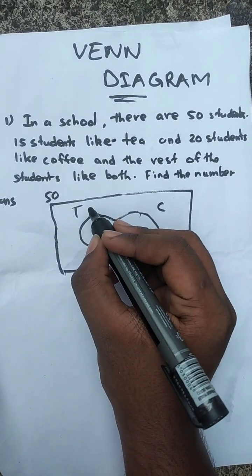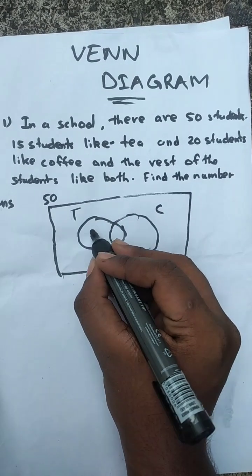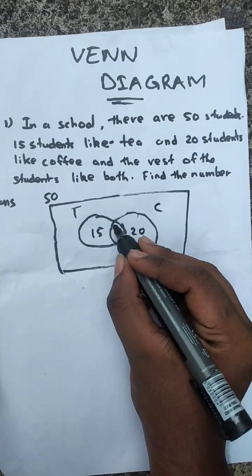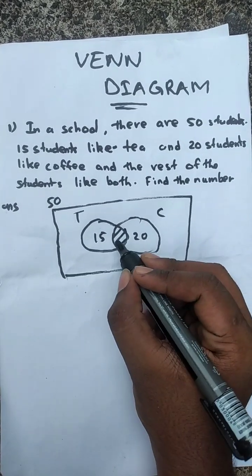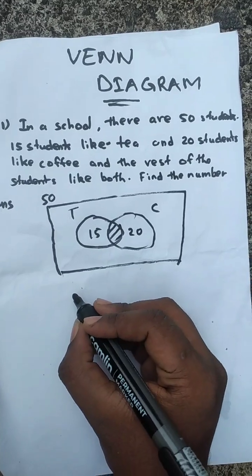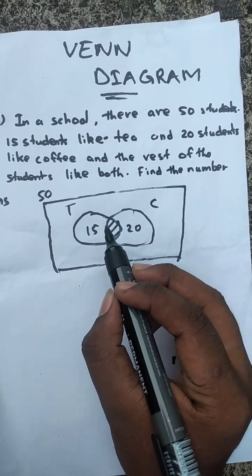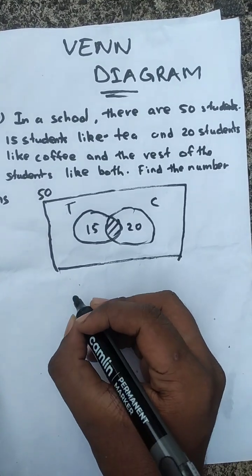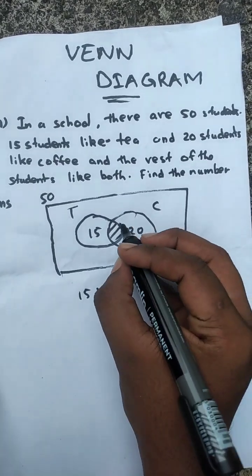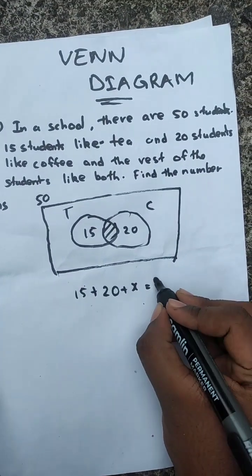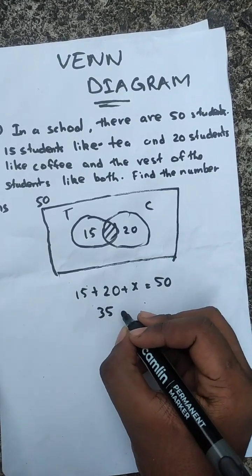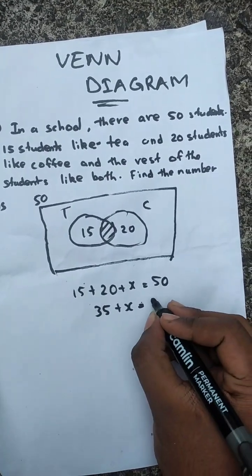How many students like tea? 15 students like tea and 20 students like coffee. We want to find this area, where the students like both tea and coffee. The rest of the students like both, so when we add these numbers we get 50. So 15 plus 20 plus x, where x is this area, is equal to 50. 20 plus 15 is 35, so 35 plus x is 50.